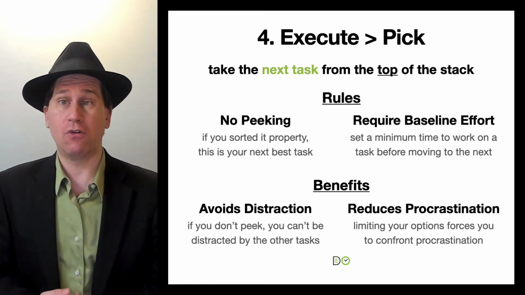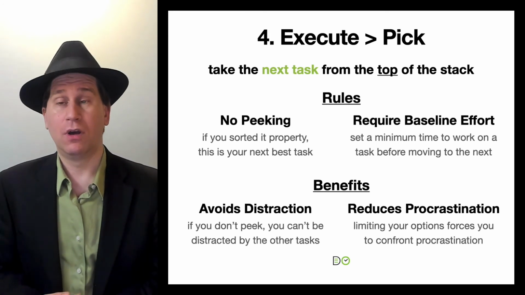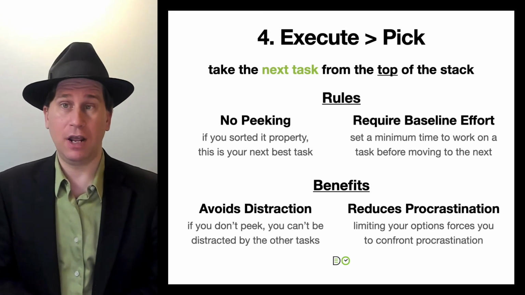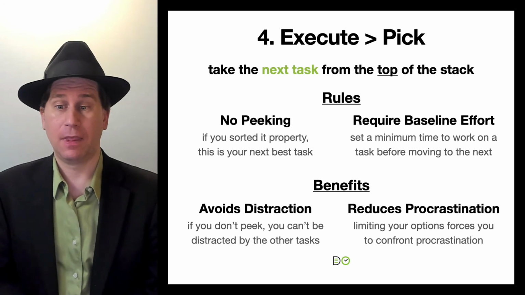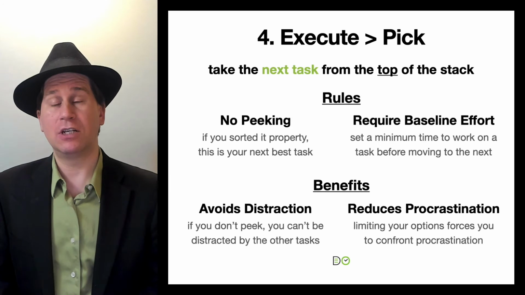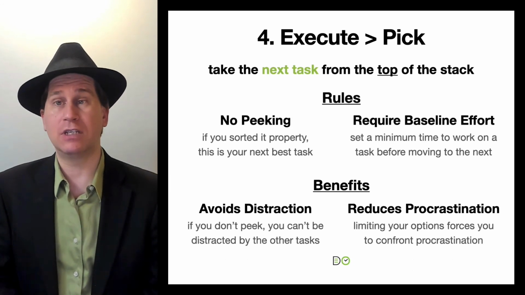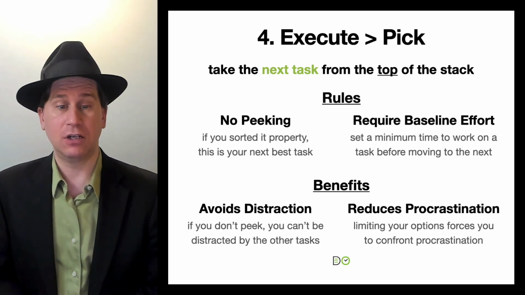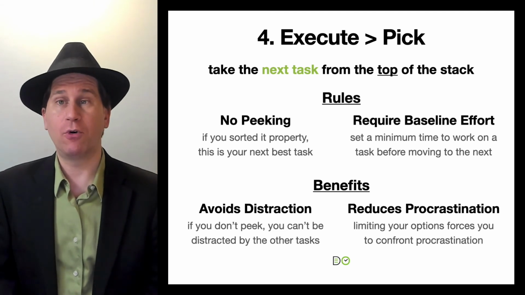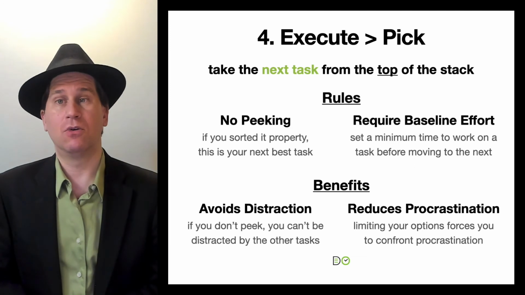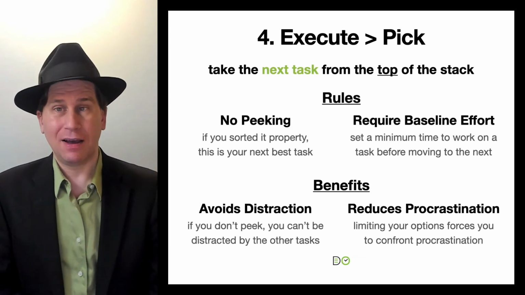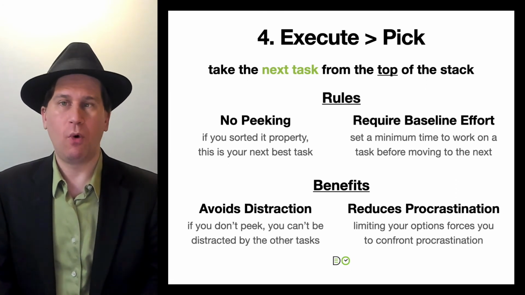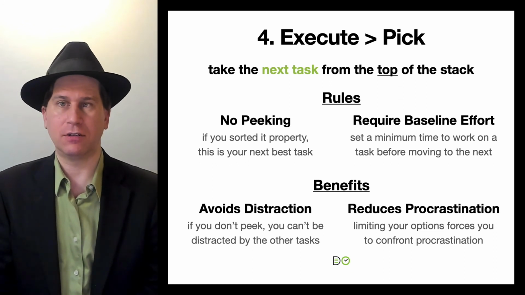I also like to have a rule that requires a baseline effort. So if I'm going to pick a card from the stack, I need to work on it for 15 minutes or half an hour before I move on to the next one, or before I even decide to skip. What this does is help avoid distraction, because we're not looking at anything else in our list. We're only seeing what's the next best thing to do. And it reduces procrastination by limiting your options. So it forces you to confront your procrastination. If I really don't want to work on this and I want to pick another card, I'm forcing myself to say, look, why are you procrastinating on this? And ask yourself that question.